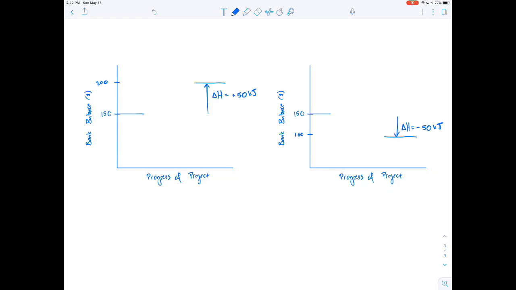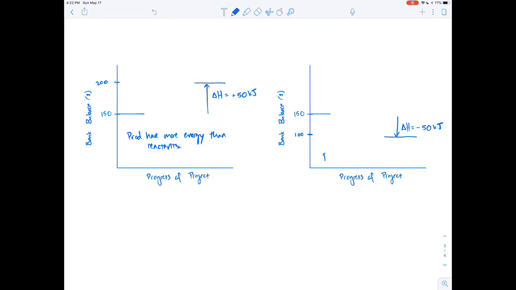So with endothermic, which of course is this one on the left, you have more energy at the end than you had at the beginning. The products have more energy than the reactants. Which is why the system had to absorb energy to go from reactants to products. And that's why delta H is positive. Final minus initial is a positive value.